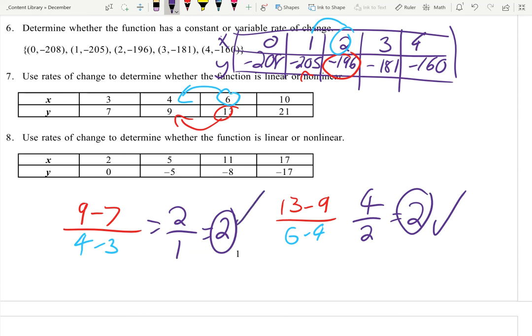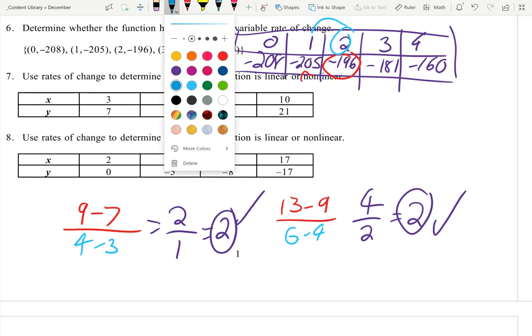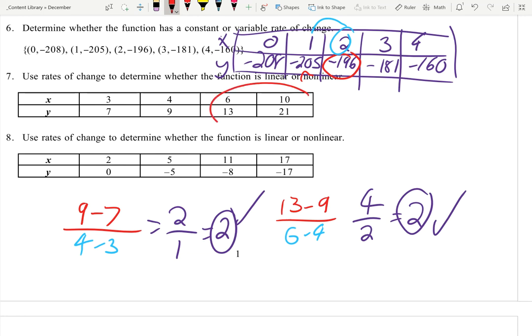So right now it looks like it's constant. Looks like it would be linear. But we have one more to check just to be sure. Remember, all of them have to work out, right? So we're going to check the 6 and the 10 next. So remember, we did some overlap. We did the first and second point. Then we did the second and third point. Now we're going to do the third and fourth point. So we're doing those groups together, every pair that we can.